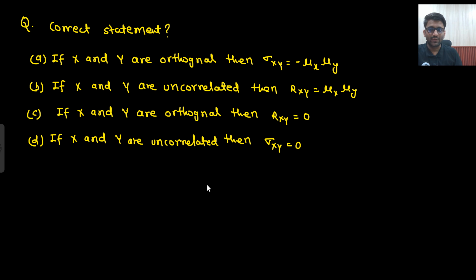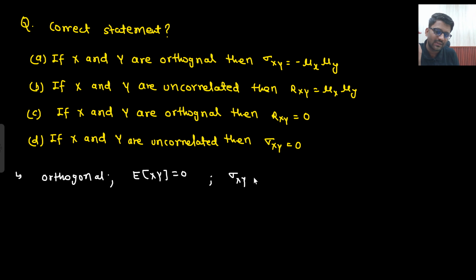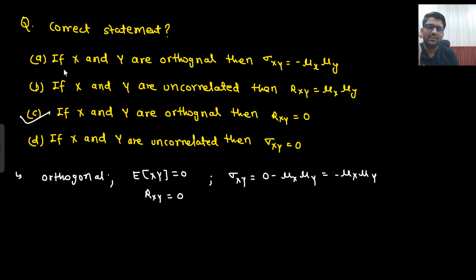Okay. Now, which of the statements is true if x and y are orthogonal? They are talking about orthogonality and uncorrelation, so let's write down the conditions. Orthogonal means expectation of xy would be equal to 0. So what would sigma xy be? Sigma xy would be 0 minus mu x mu y, which equals minus mu x mu y. And if this is 0, that means rxy would be equal to 0. Right? And what about uncorrelation?